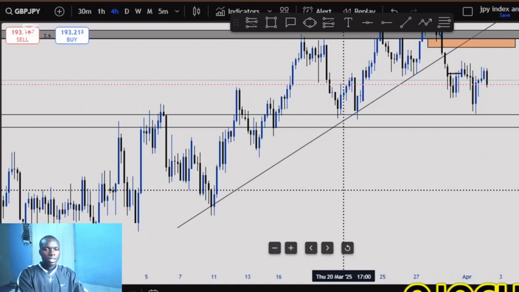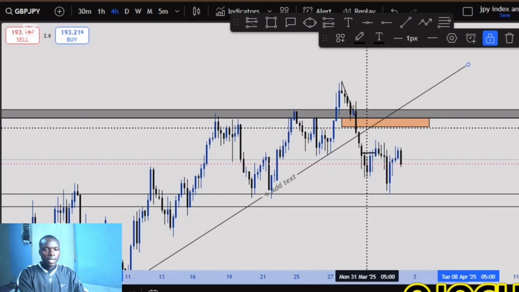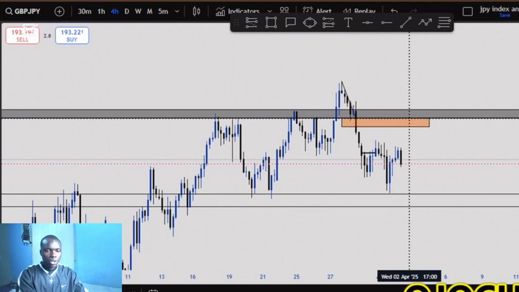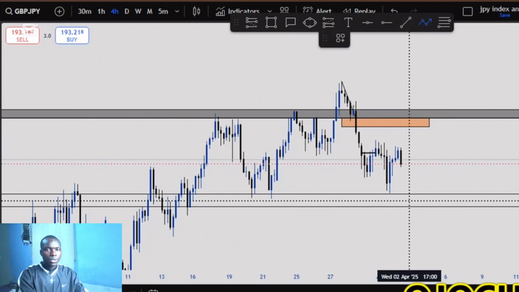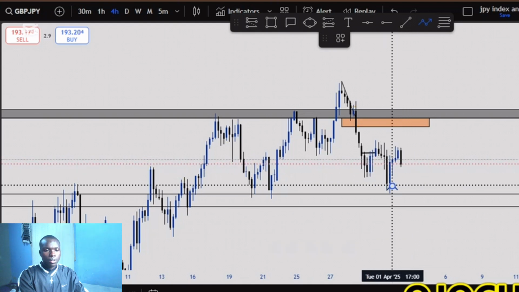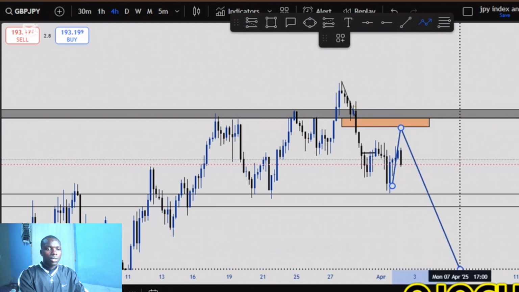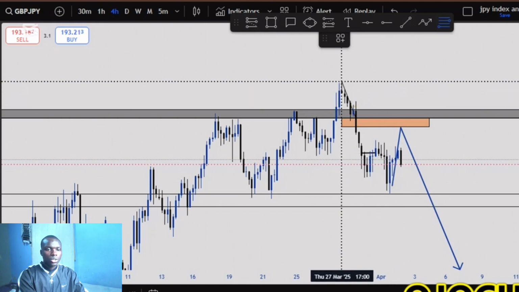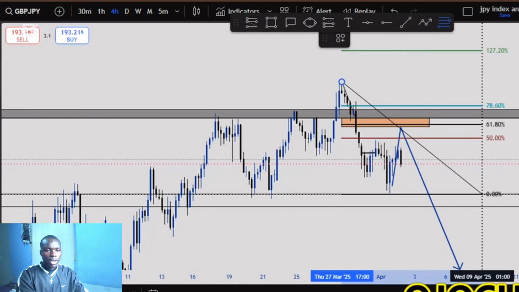This is the GBPJPY, and we will be waiting again on the GBPJPY for a tap in back to this zone. Let me take my fib retracement zone to check this also. From here I'm looking for a sell right now.